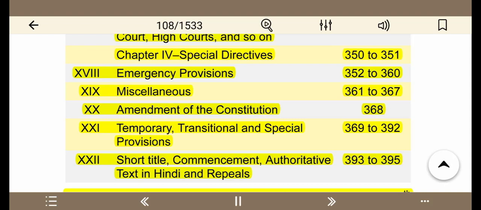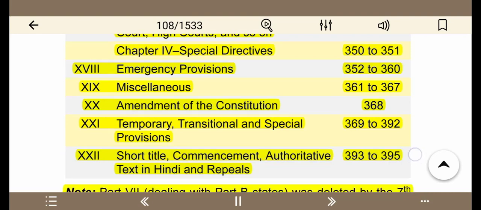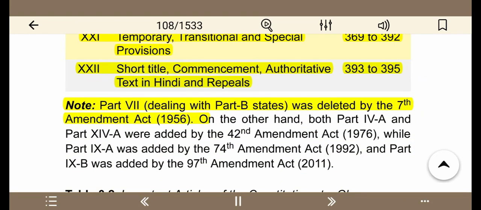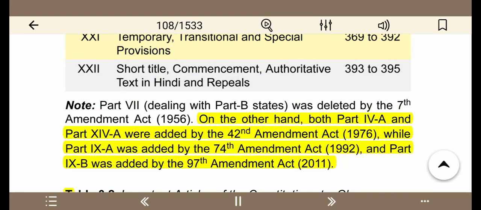361 to 367. 20, Amendment of the Constitution, 368. 21, Temporary, Transitional and Special Provisions, 369 to 392. 22, Short Title, Commencement, Authoritative Text in Hindi and Repeals, 393 to 395. Note, Part 7 dealing with Part B states was deleted by the 7th Amendment Act 1956. On the other hand, both Part 4A and Part 14A were added by the 42nd Amendment Act 1976, while Part 9A was added by the 74th Amendment Act 1992, and Part 9B was added by the 97th Amendment Act 2011.